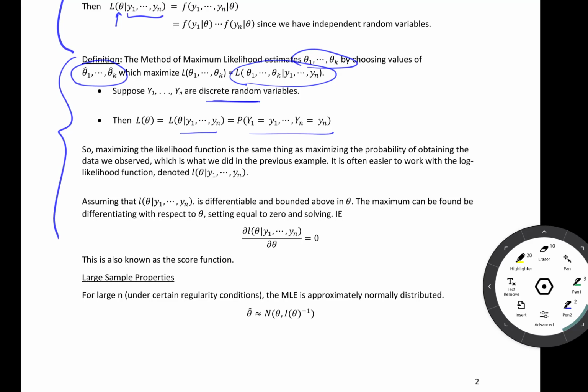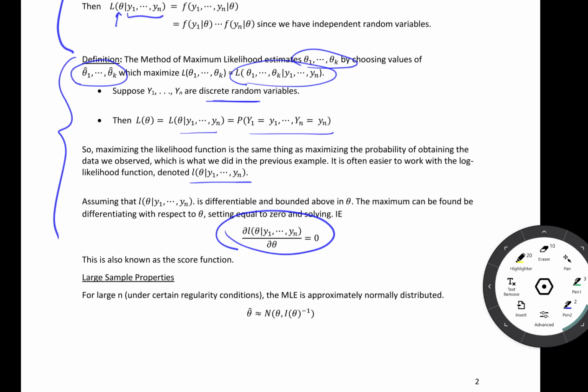It's often easier to work with the log likelihood, and you'll notice here that the log likelihood function is often denoted with a lowercase l, whereas the likelihood function is denoted with an uppercase L. So assuming that the log likelihood is differentiable and bounded above in theta, the maximum likelihood can be found by differentiating with respect to theta and setting equal to 0 and solving. So in other words, here's what we would solve for 0.